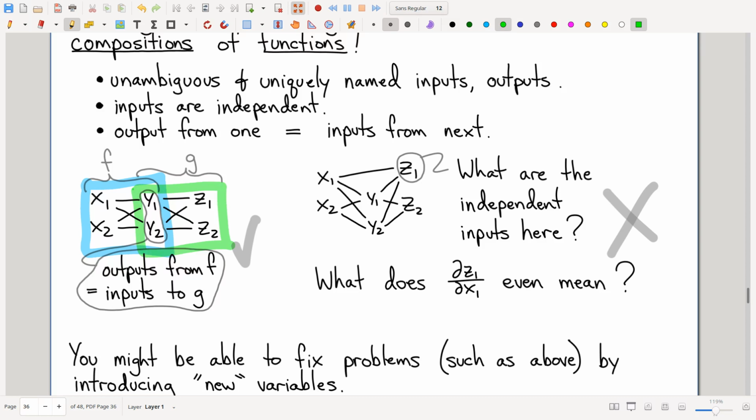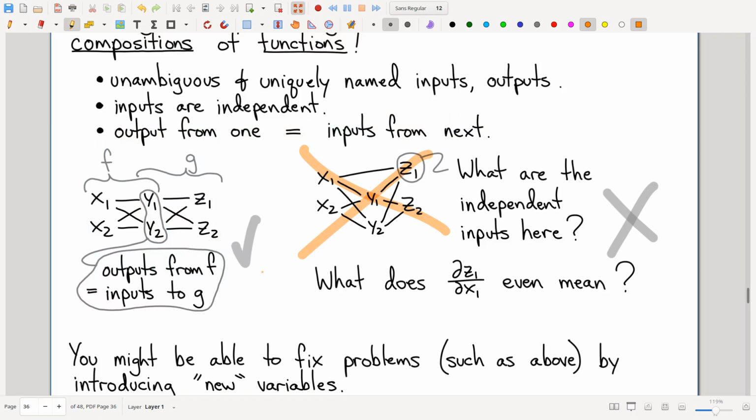Y2 is not a function of Y1. X1 is not a function of X2. X2 is not a function of X1, right? So we have independent inputs, unambiguous names, and, as I've noted here, what comes out of the first function needs to be exactly what goes in to the second function. And this is what I claim just does not make any sense. This is not representing, as written, a composition of functions. There is no chain rule to make sense out of it here.